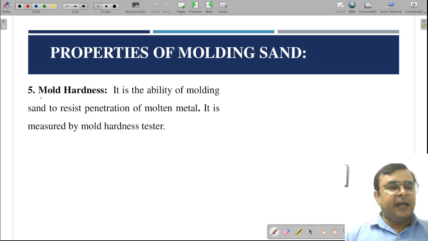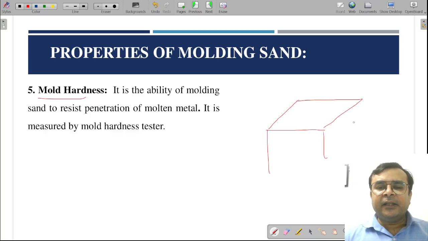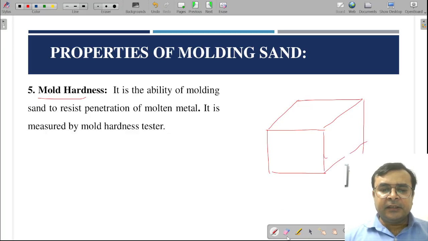And next, mold hardness. After making a mold cavity, you have a mold box like this. We have a mold box like this. This half portion is the cope and the other half is the drag, and it is completely filled with sand.